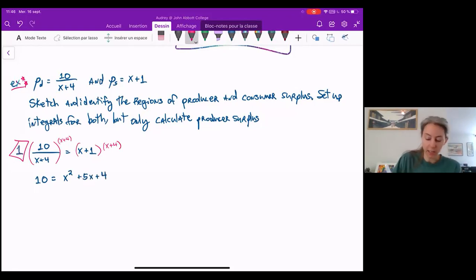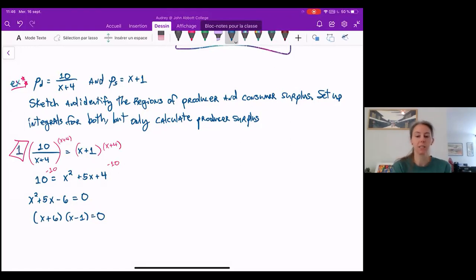Now I'm going to subtract 10 from both sides. And while I'm at it, I'm just going to flip the sides of this thing. So I have x squared plus 5x minus 6 is equal to 0, which gives me x plus 6 times x minus 1 is equal to 0. So there I just did product sum factor. 6 times negative 1 gives me negative 6. 6 minus 1 gives me a positive 5. So this gives me an x value of negative 6 and an x value of positive 1.